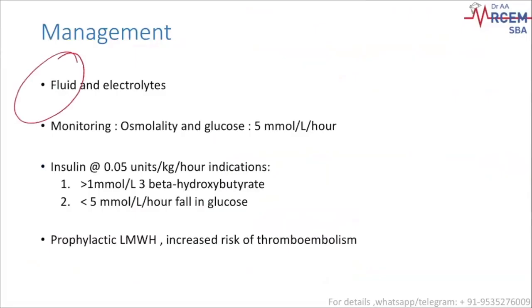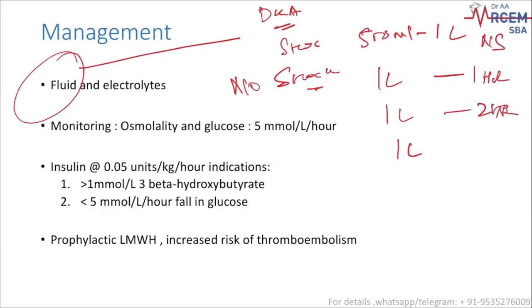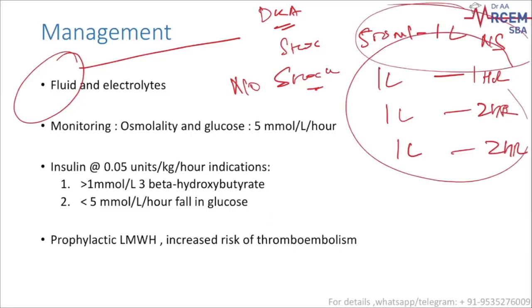So how do we give the fluids? Very much similar to DKA. What is mentioned in DKA is the same thing you can follow here also. If the patient was in shock, you will resuscitate with 500 ml to 1 liter of normal saline. Here also the same thing. If the patient is not in shock or the shock has improved, then similar to DKA, you will give 1 liter over 1 hour initially. The next 1 liter will be given over 2 hours, and the next 1 liter over 2 hours. So in a similar manner to DKA, the management will be continued.